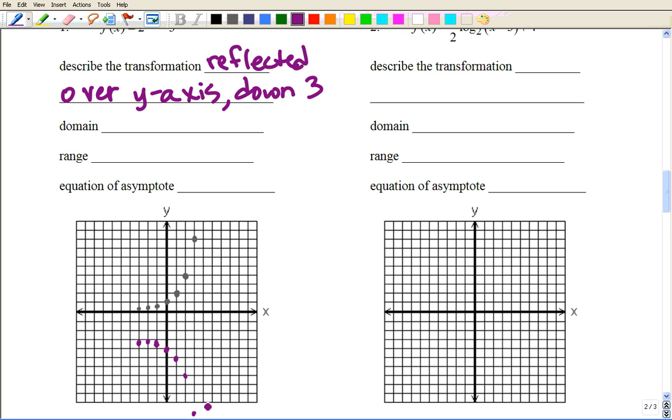Okay, and this does make sense. It got reflected over and then it got shifted down. So there's our graph right there.